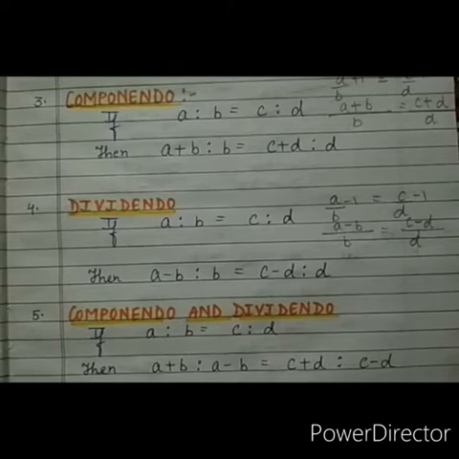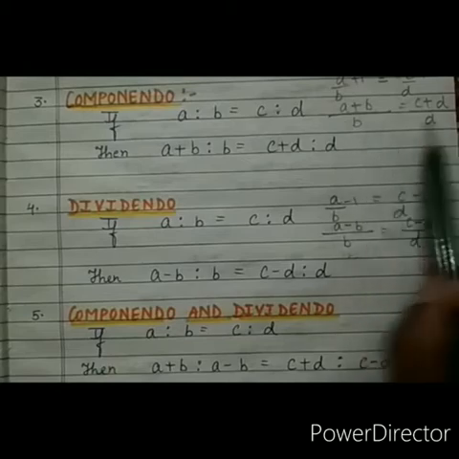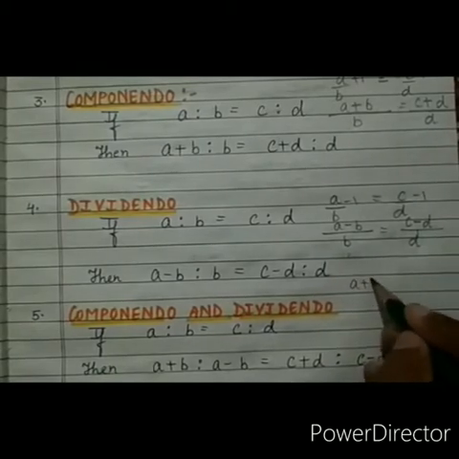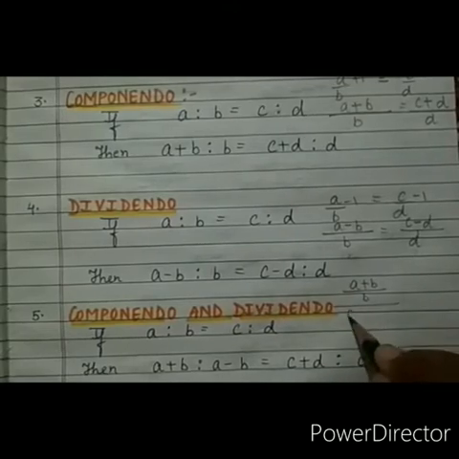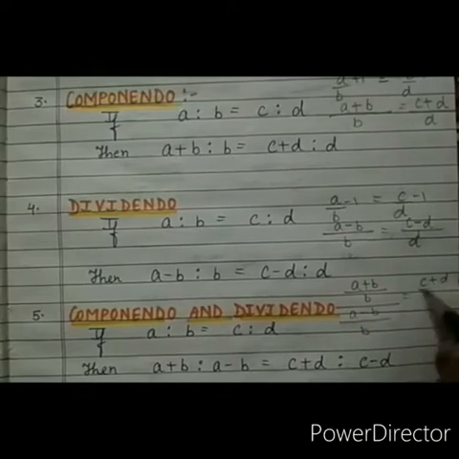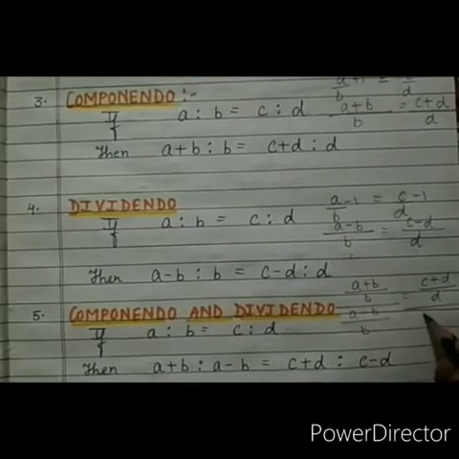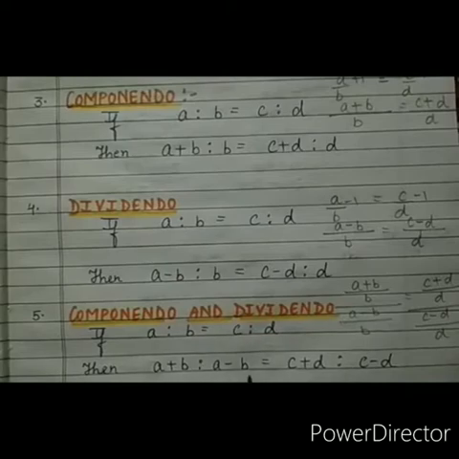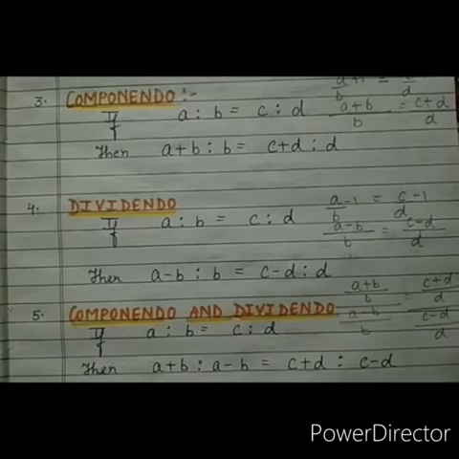Then how do we get this property? For that we have to divide the componendo property by the dividendo property, that is A plus B upon B divided by A minus B upon B, which is equal to C plus D upon D divided by C minus D upon D. When we solve it, we get the property which is A plus B is to A minus B is equal to C plus D is to C minus D.